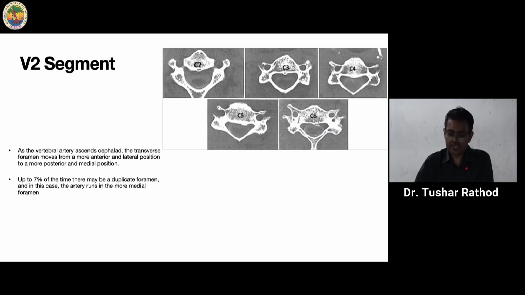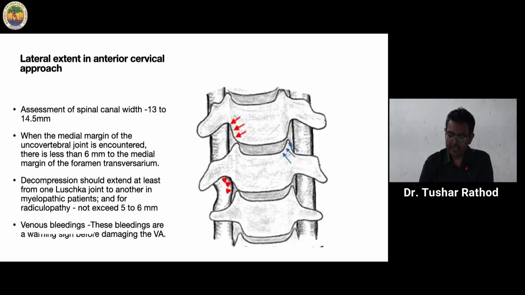The second is the V2 segment, where the vertebral artery traverses through the C6 to C3 foramen transversarium. We all know that the vertebral artery is more anterior and lateral in the lower subaxial spine, and as it goes upward, it goes more medial and posterior. That is how it has an impact on a corpectomy. When doing a corpectomy, we usually restrict our dissection medial to the uncovertebral joint. When you are near the medial edge of the uncovertebral joint, you are just 5 mm away from the foramen transversarium. If you just want to decompress the cord, you can restrict your dissection till here. But if you want to decompress the root, you cannot go beyond 5 mm past this margin.